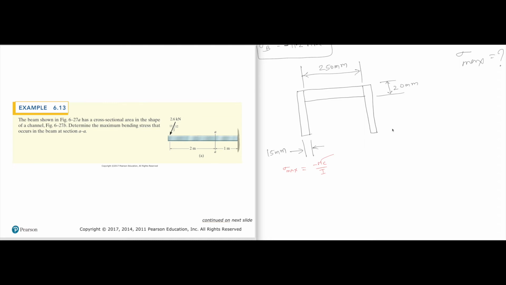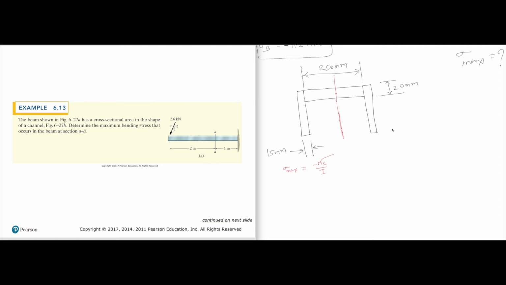So for this cross section shown, where is the neutral axis? Is it symmetric with respect to horizontal? No, it is not. Is it symmetric with respect to vertical? Yes, it is. That means it will lie somewhere on this. The centroid lies somewhere on this. We need to find the centroid pretty much. Is it that point, this point, this point, that point? We have to find it.